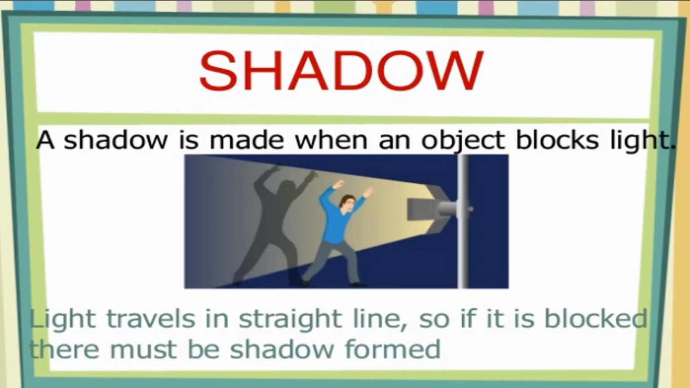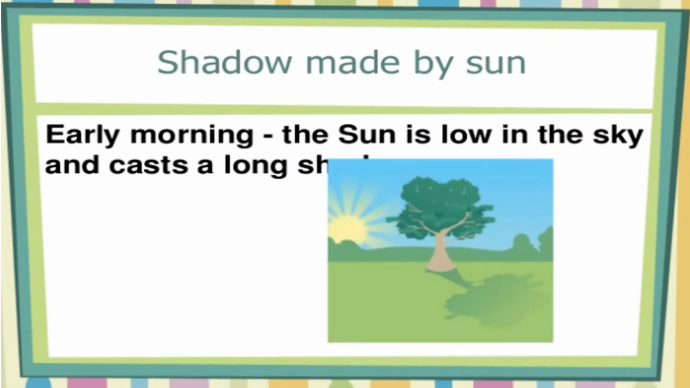So here is the shadow. A shadow is made when an object blocks light. Put the torch here, and if you put your hand in front of the torch, then definitely at the back you can get the shadow of your hand. You try to block the light, so it makes your shadow. The light travels in a straight line, so if it is blocked, a shadow must form.